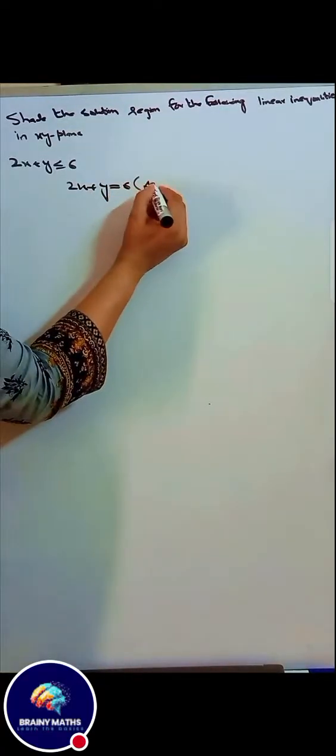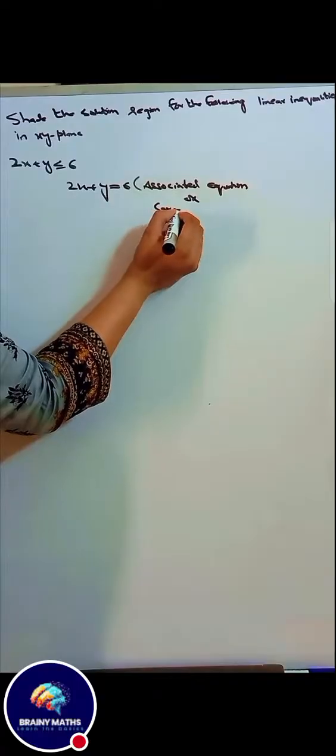So let's begin. First, convert this into the associated equation, 2x plus y equal to 6. This is called the associated equation, or you can say the corresponding equation. This is up to you what you want to call it. Alright? So, first we have to find the ordered pairs, then we will represent this on our xy plane.